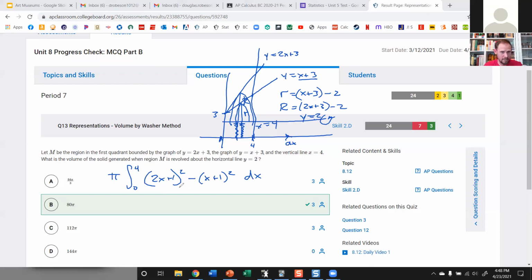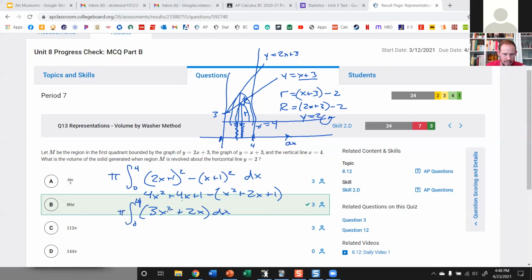We could plug that into a calculator if we wanted to. I don't know if this is a calculator question or if we actually had to integrate it. If we actually have to integrate it, it's not so bad. 4x squared plus 4x plus 1 minus x squared plus 2x plus 1. So we could simplify here. That would be 3x squared. 4x minus 2x is going to give us 2x. 1 minus 1 cancels out. So we're integrating that from 0 to 4.